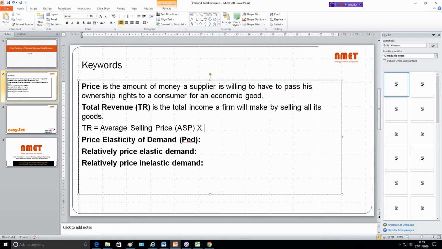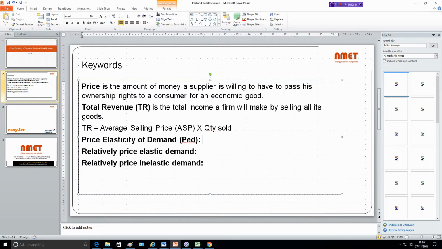So if I sold 5 chocolates, one for £10, the other one for £8, the other for £6, the other for £4, and then let's say, for example, £2, that's £30 I've got. So 30 divided by 5 is £6. So average selling price times quantity sold, or number of units of goods sold, is how we calculate total revenue.